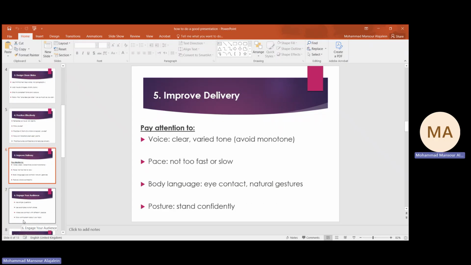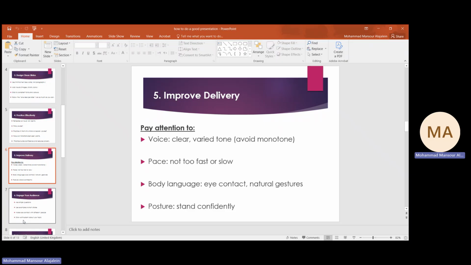And the fifth point is to improve delivery. This is achieved by paying attention to your voice. Make sure that your voice is clear, with varied tone, and avoid monotone. Varied here means make your tone different when you tell something, when you ask, when you state a fact, or when you need to attract attention. You may raise your voice. Also, your pace should not be too fast or too slow.